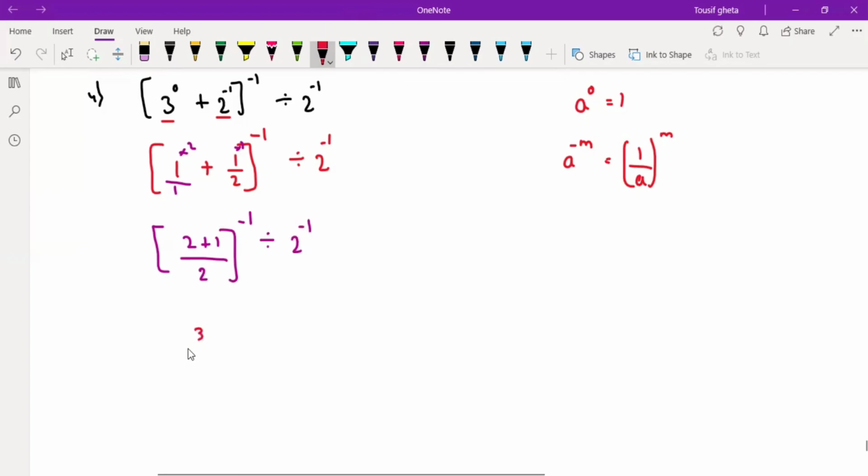So we will get (3/2)^-1 divided by (2)^-1. You may be thinking, why sir is not reciprocaling the 2 to the power of minus 1? You will get to know why. Okay, so let us solve it.